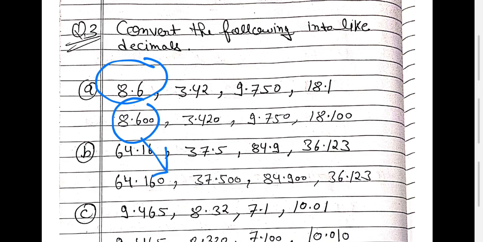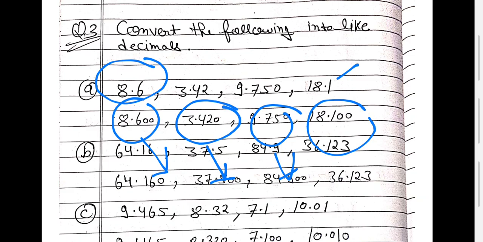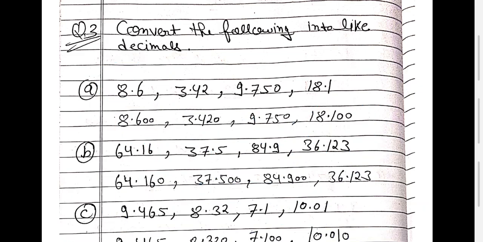Now 3.42, you have to write 3.420. Here you also make 3 decimal places. 9.750 is already 3 decimal places, and you have here only 1 decimal place, in 18.1 add 2 zeros, it becomes 3 decimal places. So 3 decimal places, 3 decimal places, 3 decimal places. So all are equal. So it is known as what? Like decimals. So simply you can make unlike decimals into like decimals by making the decimal places equal by increasing the zeros.